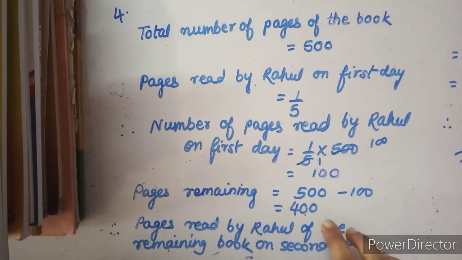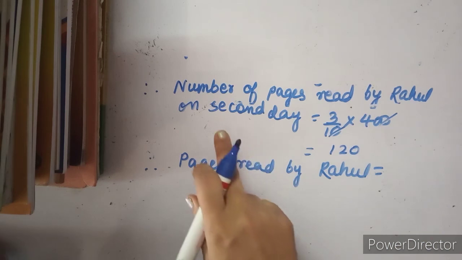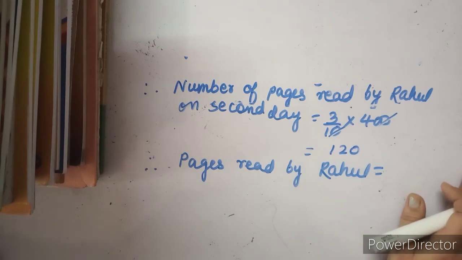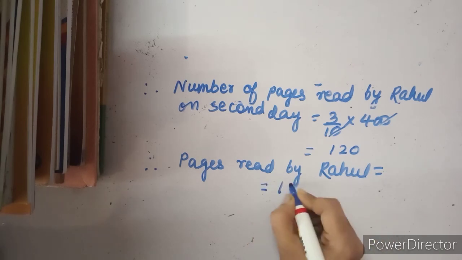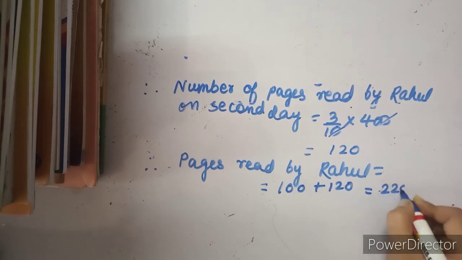Now Rahul read on the second day. Out of this 400, he has read 3/10 part. Okay. So Rahul has read 3/10 book out of 400 pages. So now see what we have written. Number of pages read by Rahul on second day, that is 3/10 of 400 pages. So he read 120 pages. So pages read by Rahul is 100 plus 120. So it gives you as 220.